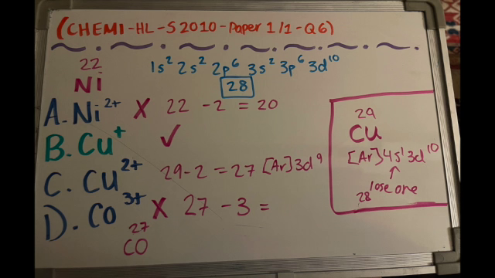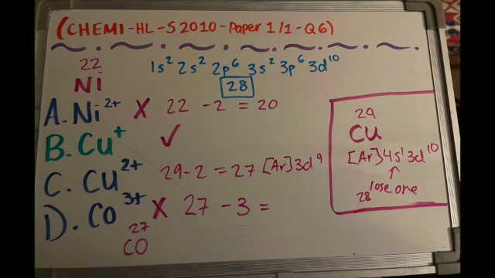And we know it's not cobalt either because when we looked at the periodic table, it has 27 electrons, and when we subtract 3, it's going to give us 24, which still won't be the best fit. So we're stuck with B and C, which are copper.